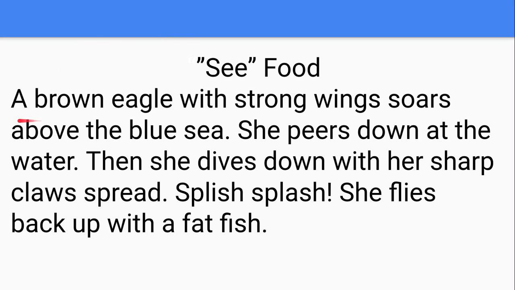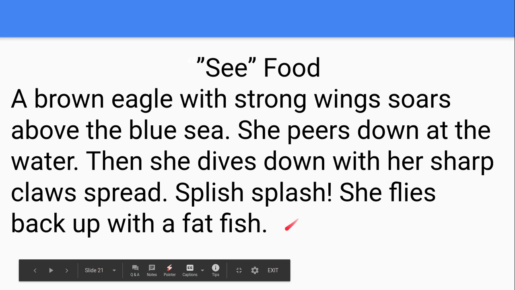Okay. So a brown eagle with strong wings soars above the blue sea. She peers down at the water. Then she dives down with her sharp claws spread. Splish, splash, she flies back up with a fat fish.